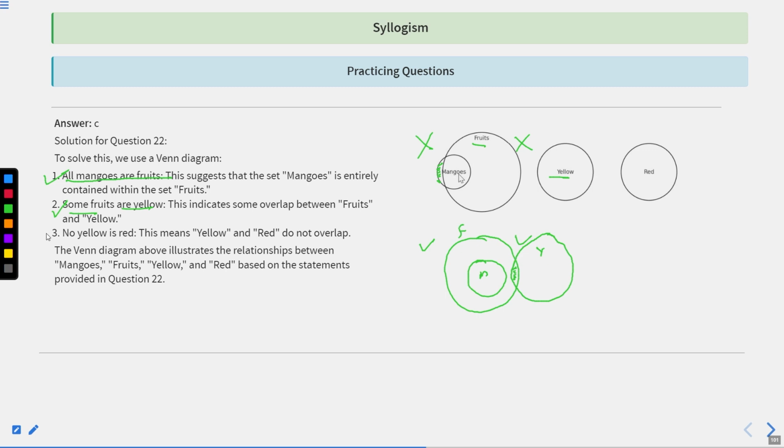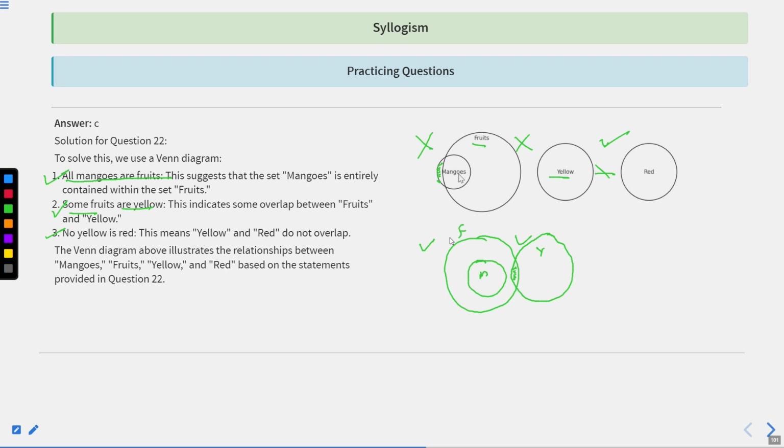Now, no yellow is red. This particular Venn diagram is correct because there is no yellow which is red. Both the circles which are representing yellow and red are not overlapping each other, meaning the representation of the Venn diagram for the third statement is correct.